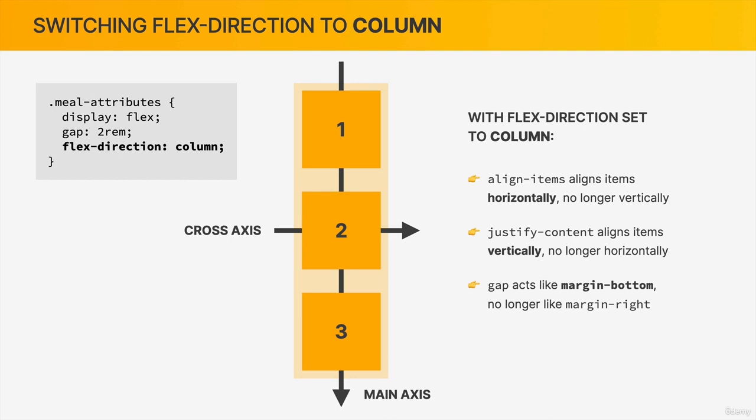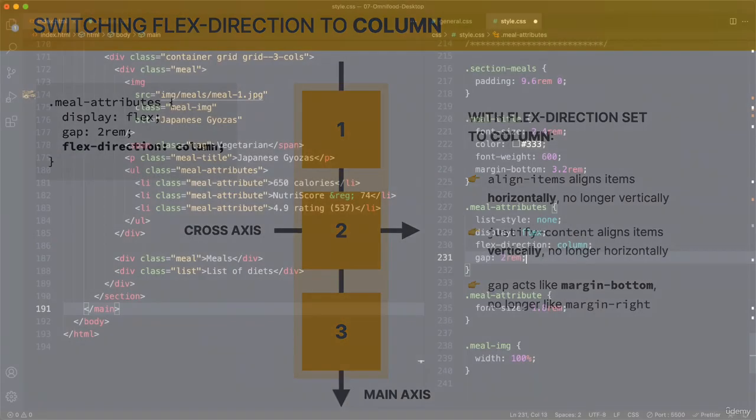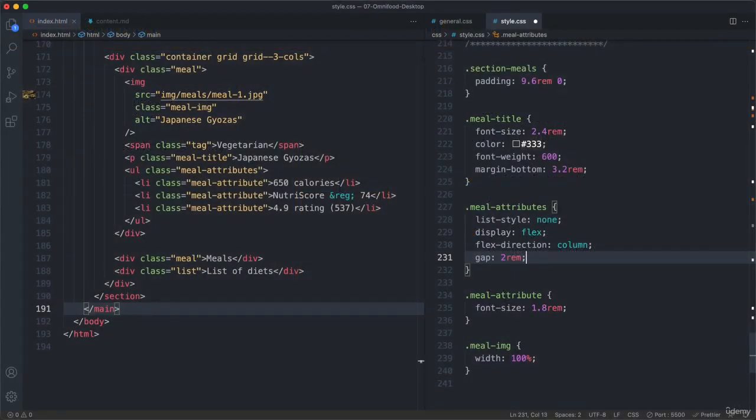And so in this situation, the align items property will now align the items horizontally and not vertically, and also justify content does now align the items vertically. Okay? And finally, the gap property now acts a bit like the margin bottom property and no longer like the margin right. So basically, it applies the spacing now vertically and not horizontally.